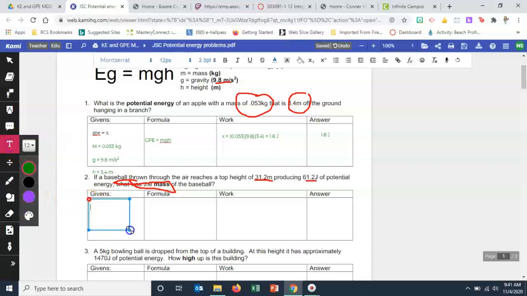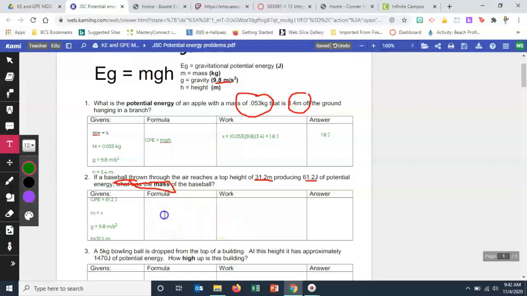So once again, let's figure out our givens. GPE, we know this time. It equals 61.2 joules of energy. Our mass is going to be our unknown. Our g is still the same, 9.8 meters per second squared. And then finally our height, we do know, is 31.2 meters. The formula is still the same, so I'm just going to copy it and paste it right down.